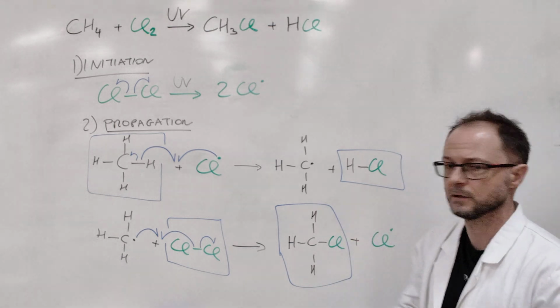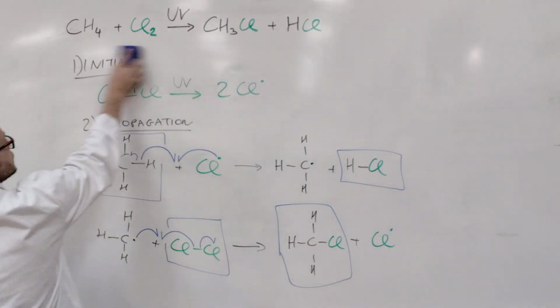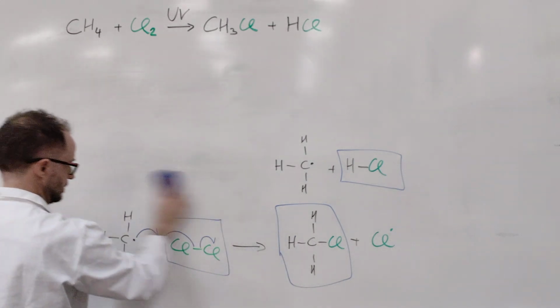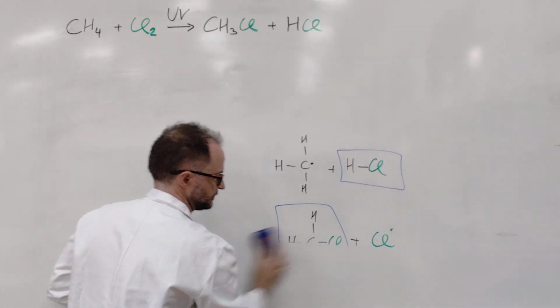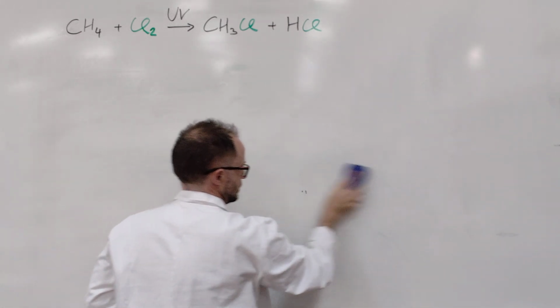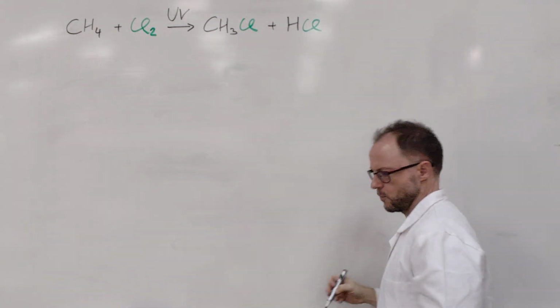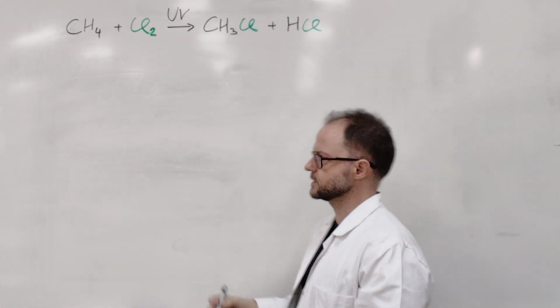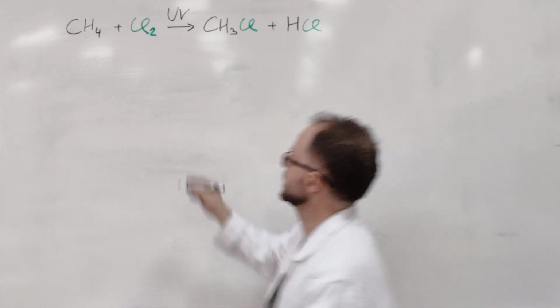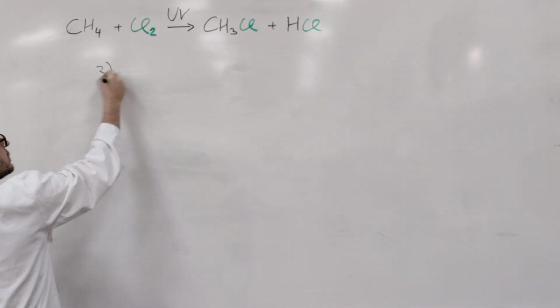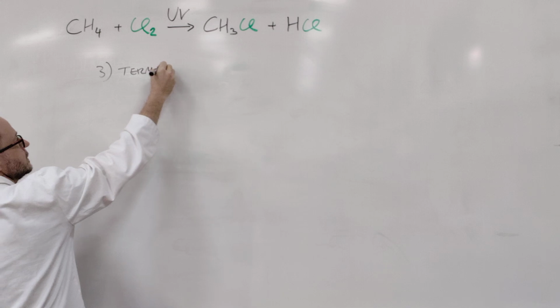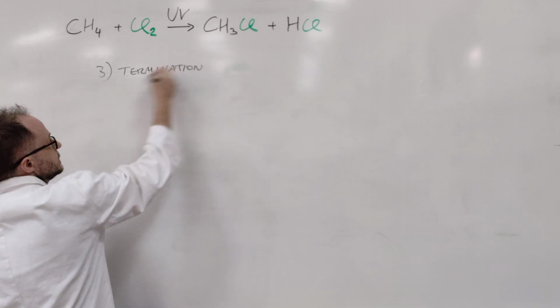bond. So, let me rub this out, and I'll show you the termination steps. Simple way to remember it, by the way, is that step 1 has one reaction, step 2 has two reactions, and step 3 has three reactions. So, 3. Termination.